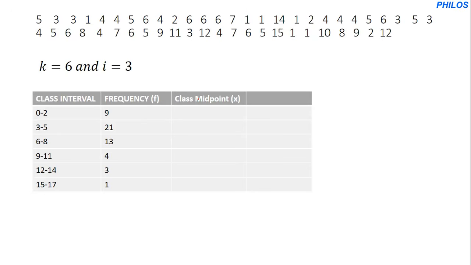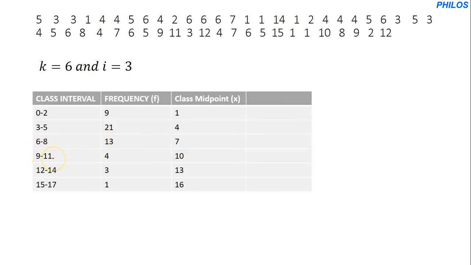Let's see how to find class midpoint. To find class midpoint, you add the upper class and the lower class and divide by 2. So lower class plus upper class: 0 plus 2 is 2. Divided by 2 gives you 1. So the class midpoint of this first class is 1. For the second class, it will be 3 plus 5 divided by 2, isn't it? 3 plus 5 gives you 8, and 8 divided by 2 is 4. Then for the next class, 6 plus 8 is 14. 14 divided by 2 gives you 7.